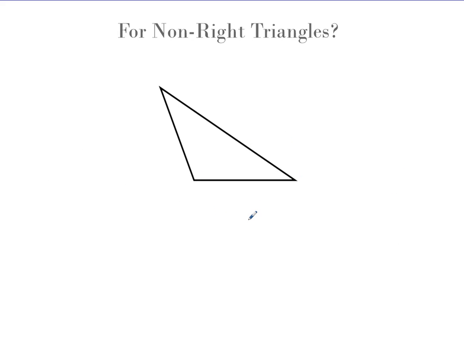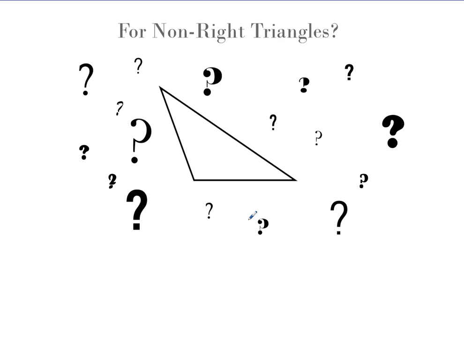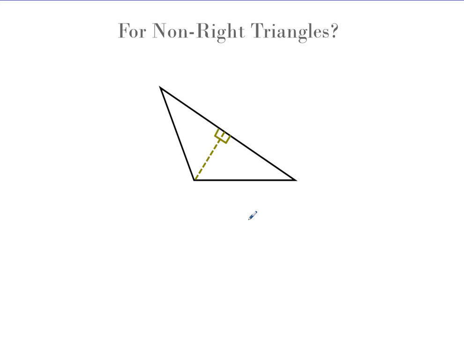Cool. But what about for non-right triangles? Like, what do we do there? Because those happen in the real world all the time. So, seriously, what do we do? You could make an argument that you could draw an altitude to the triangle and effectively split this triangle into two right triangles. And that is a solution, but man, that's going to give you extra work to do.